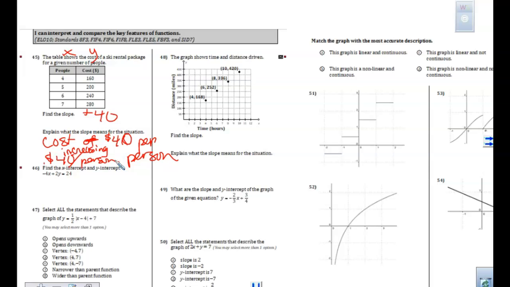Do we want to do 46? We did some of that in our graphing, or do we want to leave that or do that one? You guys got to let me know. Yes, do it. So let's do that one.